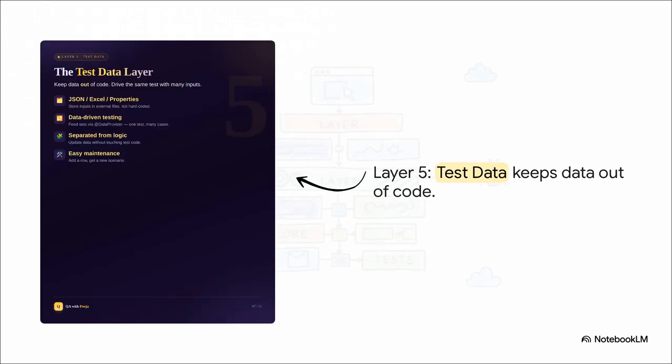Next is Layer 5, which is where we pull our test data completely out of the code. Hard coding data is a major anti-pattern when you're working on a real project. Instead, we store our inputs in external JSON, Excel, or properties files within the Resources Test Data folder. By using features like data providers, you can easily feed multiple different sets of inputs, like valid, invalid, and blank credentials, into the exact same Layer 3 test. You just update a row in your Excel sheet, and you instantly get a brand new test scenario without touching a single line of Java code.